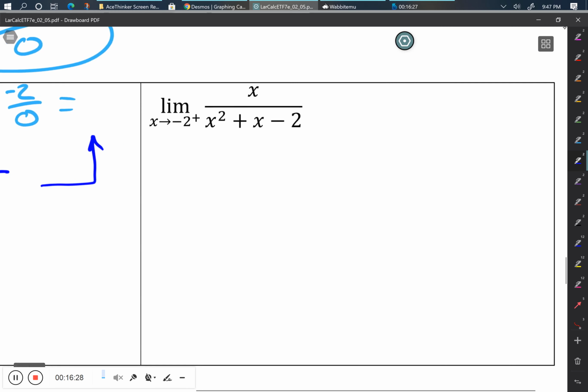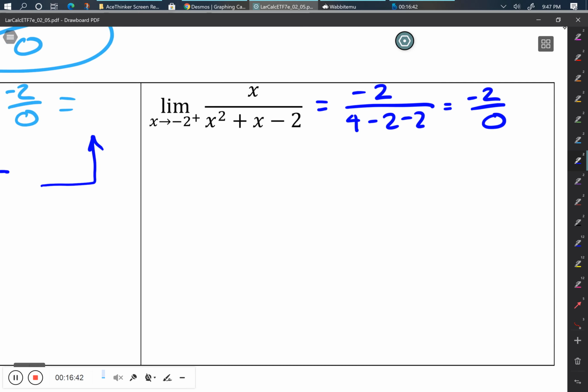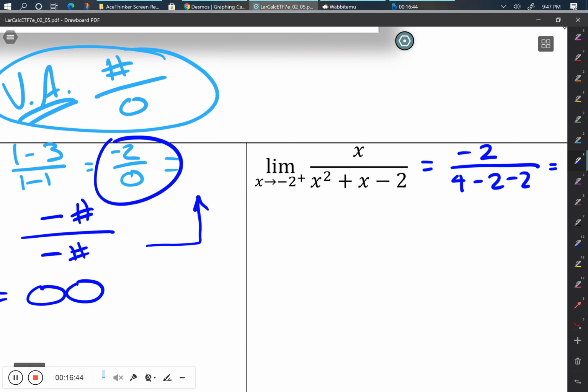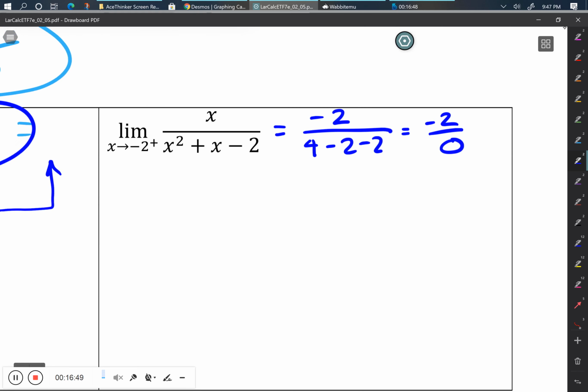How about this one? Okay, direct substitution. Always try that first. Negative 2 divided by 4 minus 2 minus 2. So negative 2 divided by 0. Hey, last time negative 2 divided by 0 meant positive infinity. Does it mean positive infinity this time? I don't know. Maybe. Okay. What does this mean?